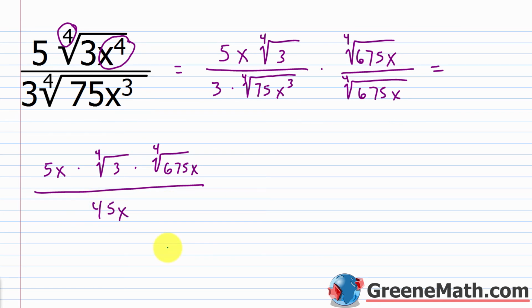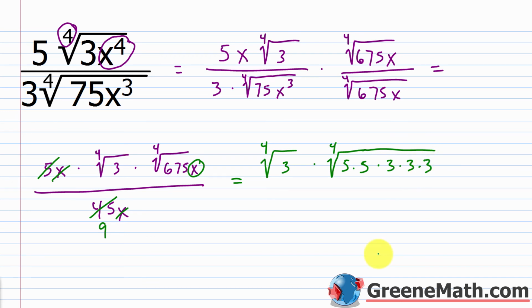Now before we do anything else, we notice that 5 would cancel with 45. This would be a 9. And x would cancel with x. Now, what are we left with now? If we look in the numerator, we've got the 4th root of 3 multiplied by the 4th root of 675x. So we know we're not going to be able to do anything with this, but when we think about 675, that came from 2 factors of 5, or 25. And it came from 3 factors of 3, or 27.